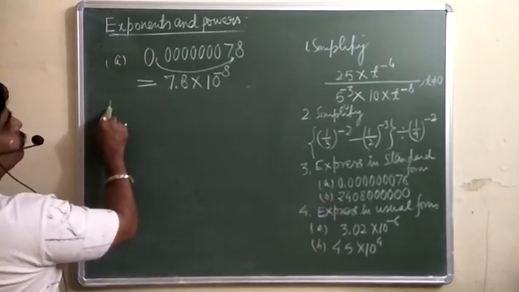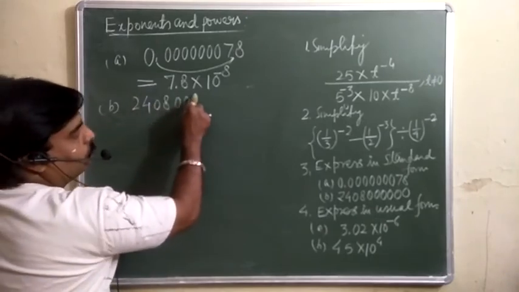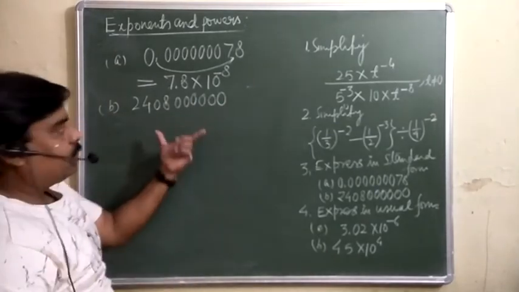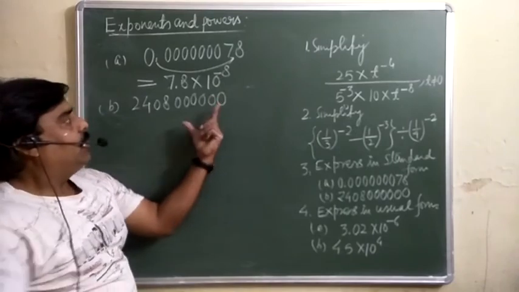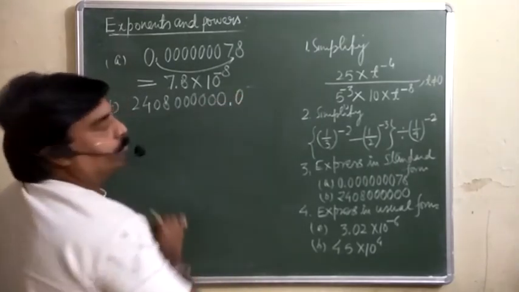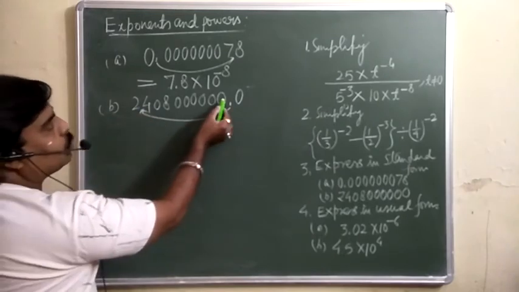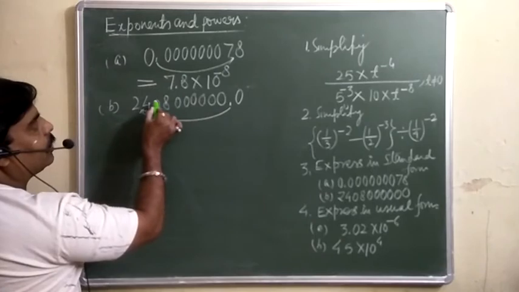B part. That is 2408 followed by 6 zeros. It means the decimal point is not given here. In this, the decimal point is not given. It means your decimal point is here at the end. You are supposed to shift this decimal point here. So how many digits will you shift? 1 2 3 4 5 6 7 8 9.